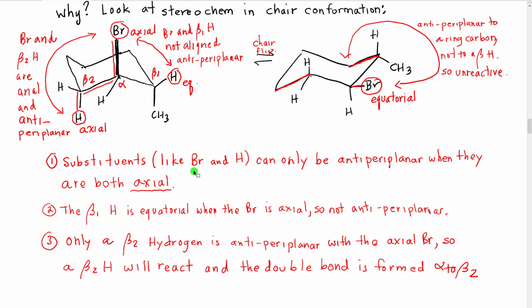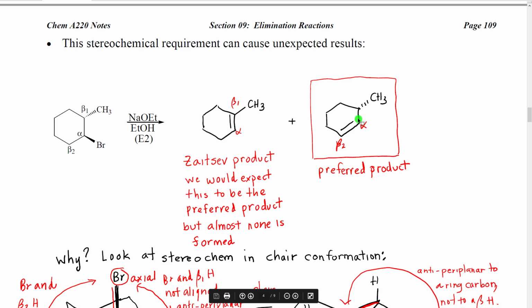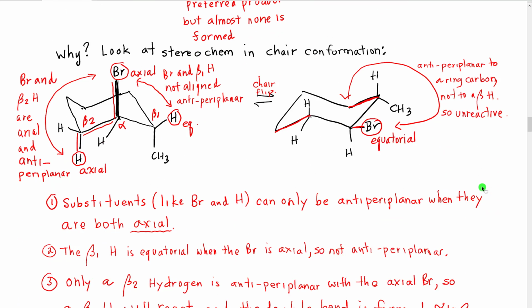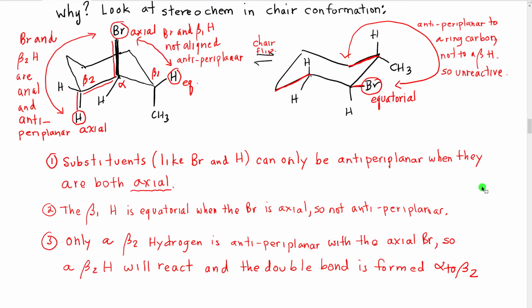So to summarize, substituents can only be anti-periplanar when they are both axial. The beta-1 hydrogen is equatorial when the bromine is axial, so it is not anti-periplanar and won't react. Only one of the 2 beta-2 hydrogens is anti-periplanar when the bromine is axial, so a beta-2 hydrogen will react and the double bond will be formed alpha to beta-2, like this. So you can see that this is a direct consequence of that stereochemical requirement, and in fact is really strong supporting evidence that that requirement exists.